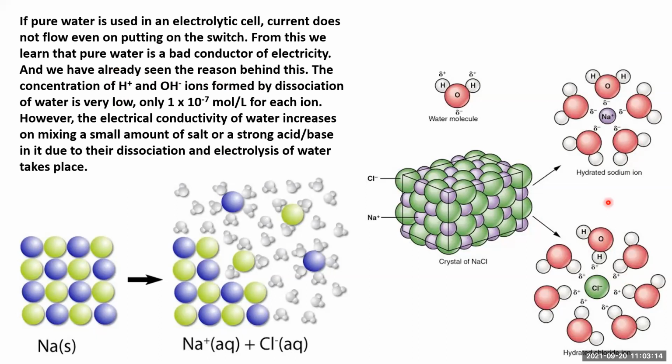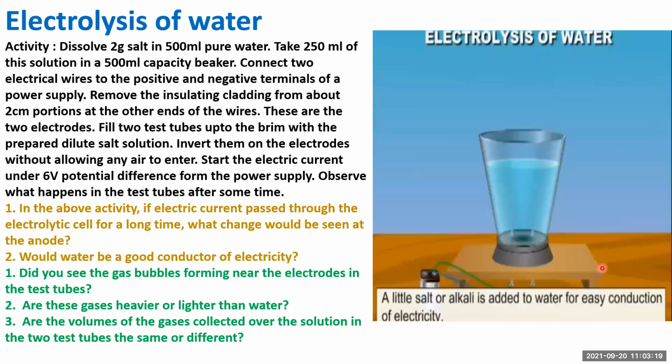Now, electrolysis of water. Water itself gets electrolyzed. To understand electrolysis of water, let us perform this activity. Dissolve 2 gram salt in 500 milliliter pure water. Pure water is not a conductor. To make it a conductor, we have to add some salt in it. Let us dissolve 2 gram of salt in it. Take 250 ml of this solution.